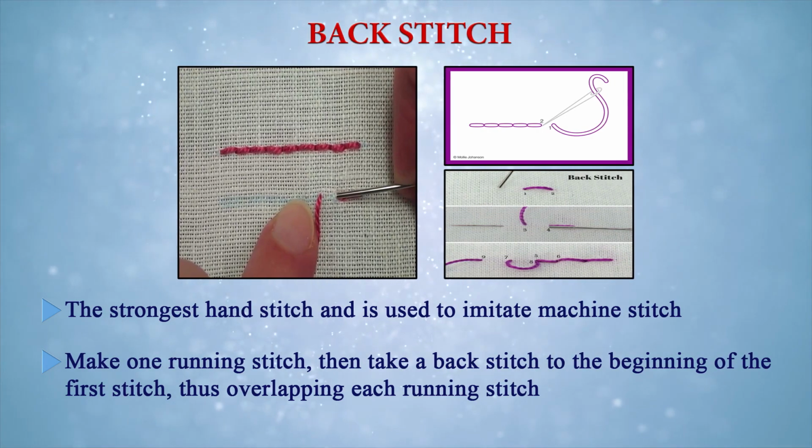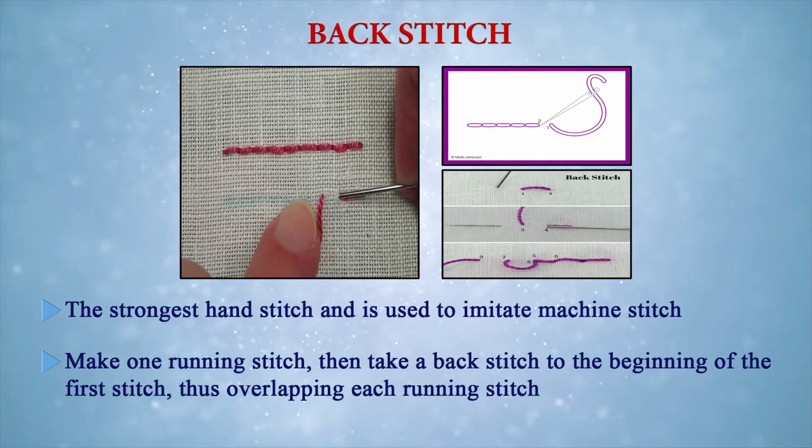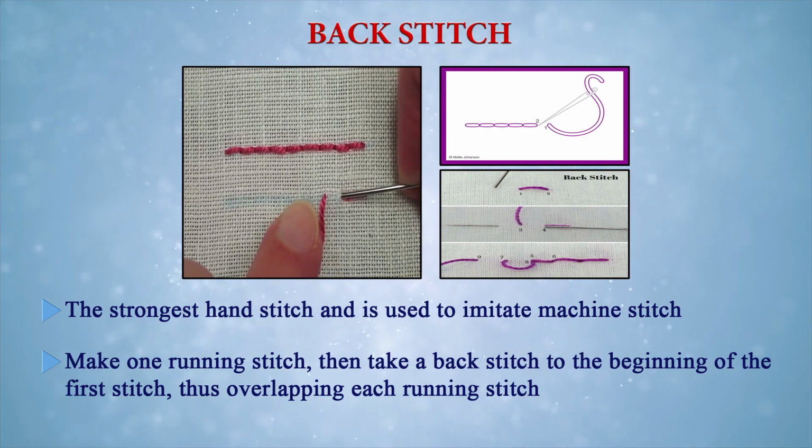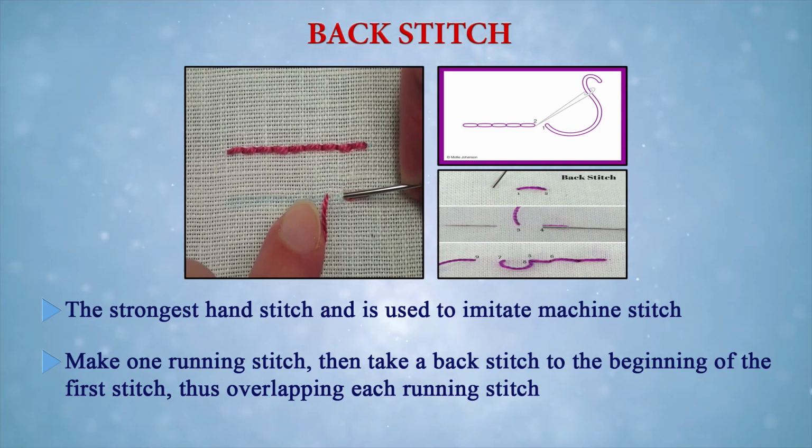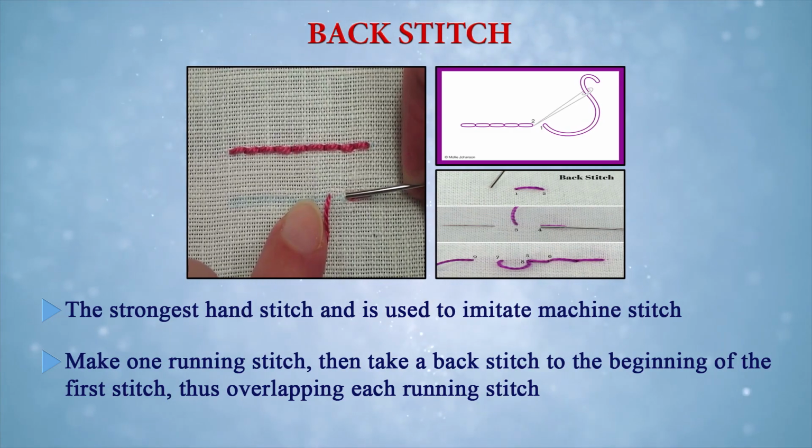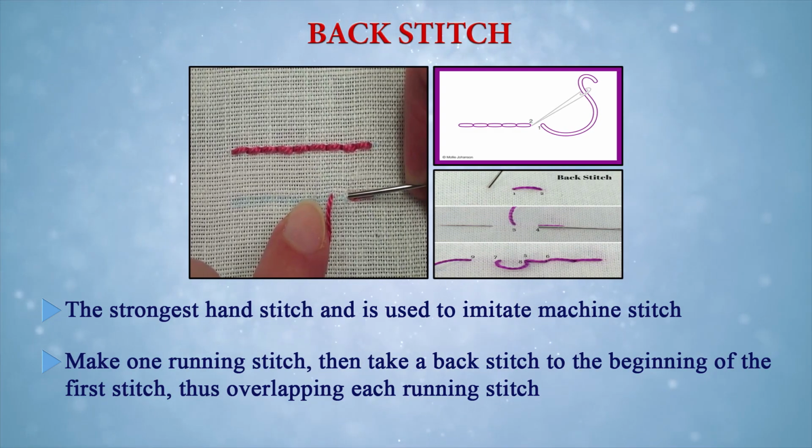There is no space left between two stitches, they are very close and it seems like an overlapped stitch. So this is how the back stitch is made, and it is the strongest hand stitch we use to secure two pieces of fabric. Then the second is the basting stitch.